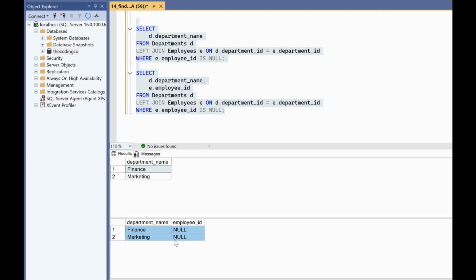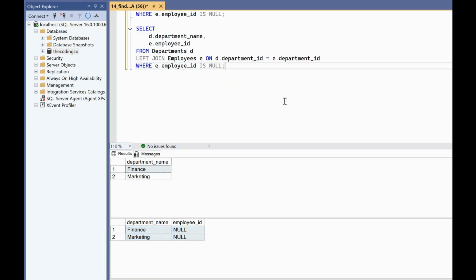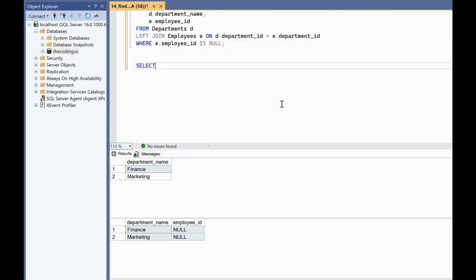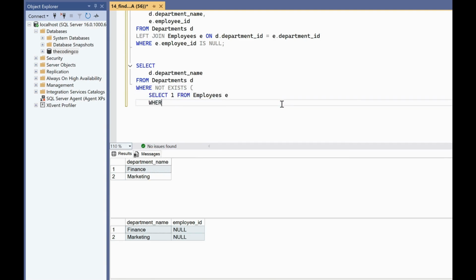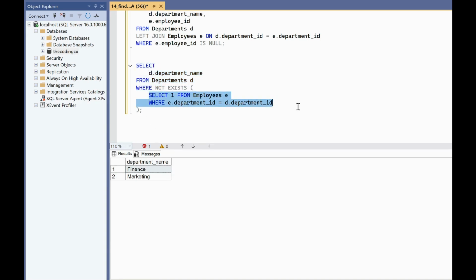Now sometimes the interviewer asks another version of this question. They might say, can you solve it without using join? Yes, we can use not exists. Let's write that version as well. Select d.department_name from departments as d where not exists, select 1 from employees e where e.department_id equals d.department_id. This query simply checks, does an employee exist for that department? If not, the department is returned. This approach is also very clean. And in some large systems, it can perform very well.